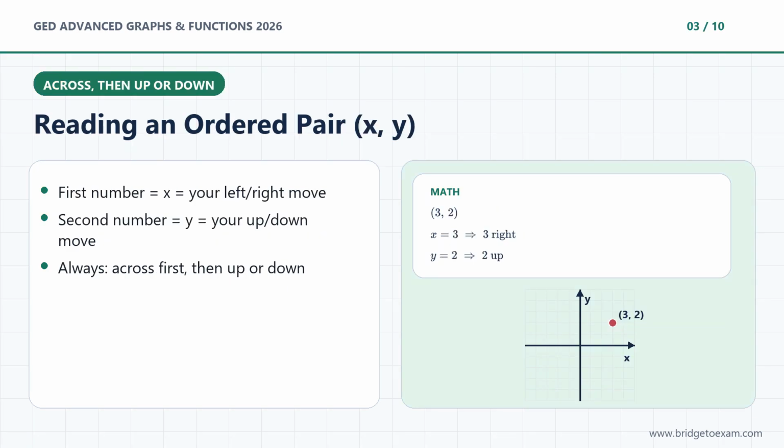Every point on the plane is written as (x, y), inside parentheses. The order matters, which is why we call it an ordered pair. The first number is x, and it is your horizontal move, left or right. The second number is y, and it is your vertical move, up or down. Always read across first, then up or down. For example, the point (3, 2) means move 3 to the right and then 2 up. Same numbers, but the order tells you the direction.